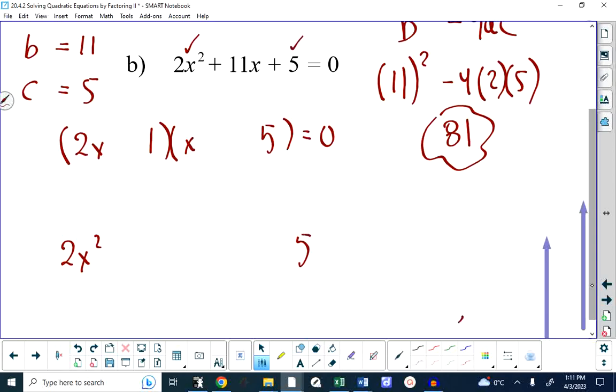I always say at this point, it's ridiculous that we're checking those two because we put the 5 and the x and the 1 and the 2x there so we would get those, right? It's the outer and inner that are important. The outer is 10x, the inner is 1x, that gives us 11x. And these are all positive.